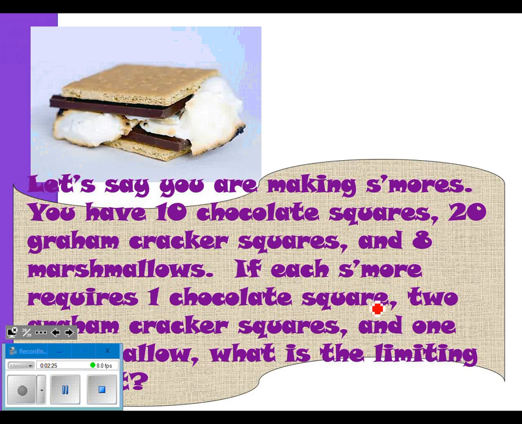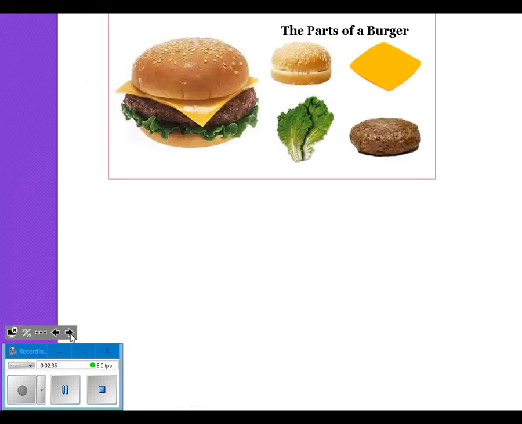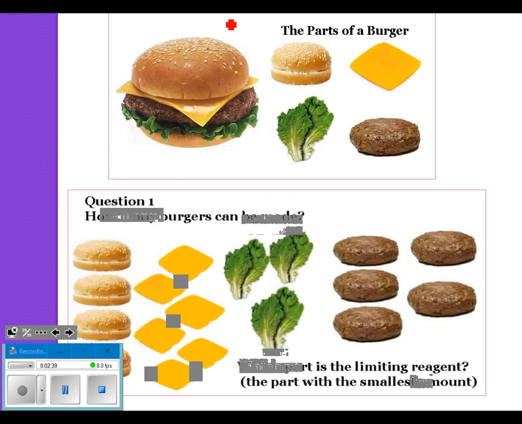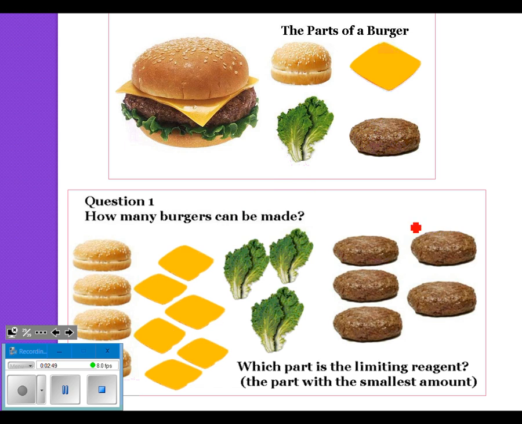Now these are real-life examples of this, but in chemistry we get to use chemical reactions to do the same thing. Okay, so here's another example. I have a burger here, and I'm given all of this stuff. Well, in every burger, I have to have a bun, 2 pieces of lettuce, a piece of cheese, and a burger. So I have to say, how many burgers can I make here? Well, I have a bun, a piece of cheese, lettuce, and a burger.